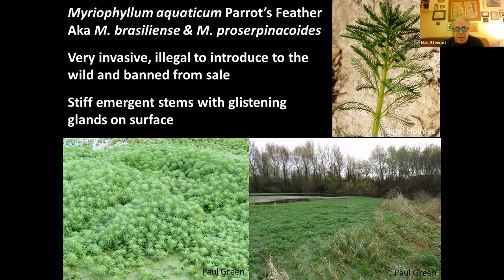As in all the milfoils, it has whorls of feathery leaves, and they're divided in a sort of feather arrangement, a sort of herringbone arrangement, rather than other species which have forked leaves. But it's easily distinguished from the other milfoils because it comes up out of the water. And these emergent stems have glistening glands on the surface. And usually it occurs in quite substantial amounts.